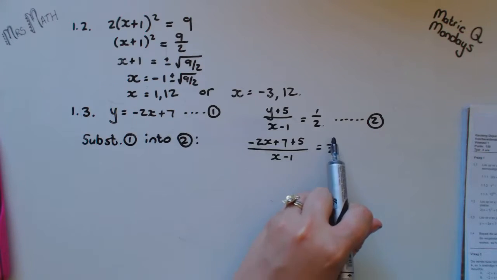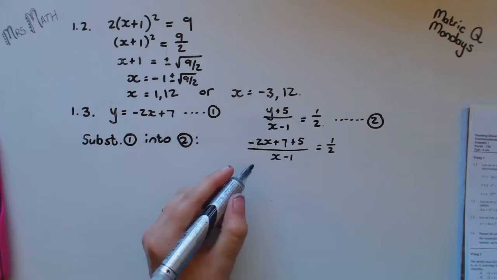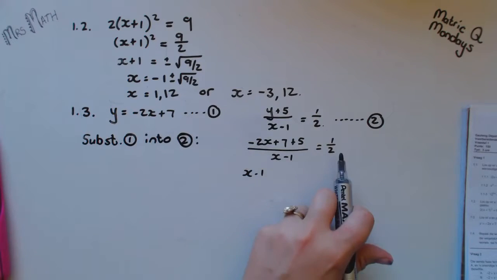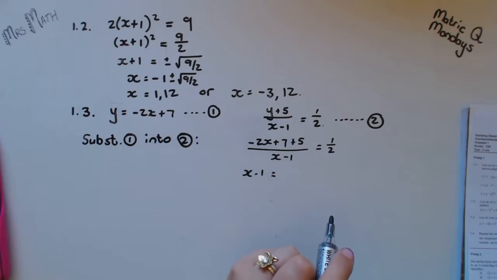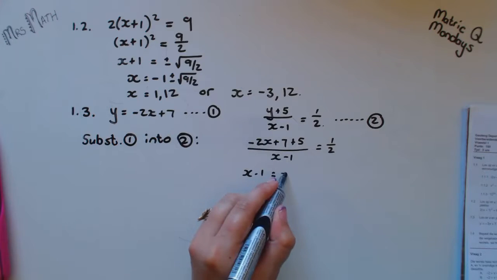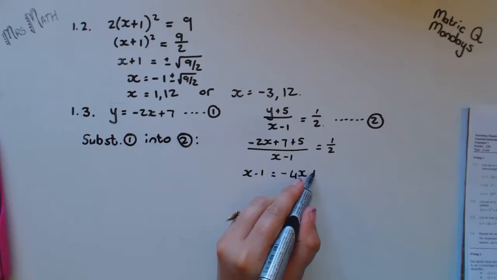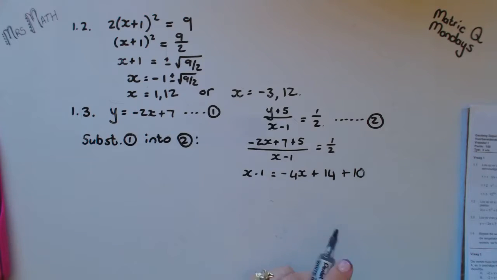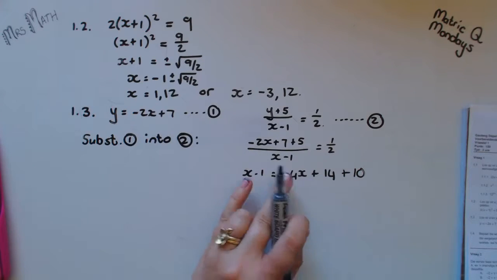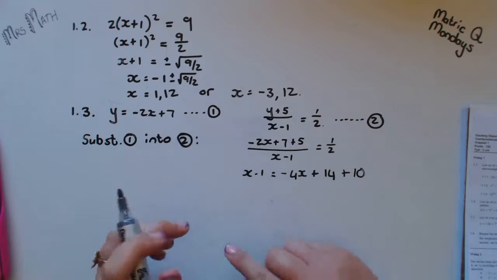What I'm going to do is just cross multiply. So 1 times x minus 1 is just x minus 1. And 2 times that equation, I'm just going to multiply every term with 2 to multiply with that equation. So minus 4x plus 14 plus 10. And this is a basic linear equation, so I can get all of my x's on one side.